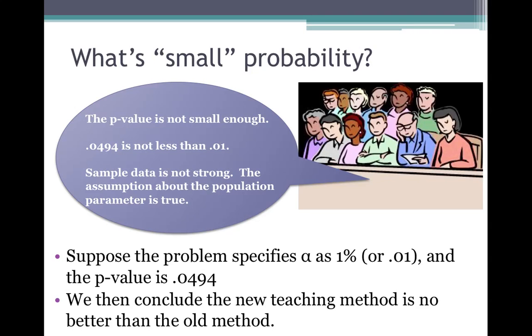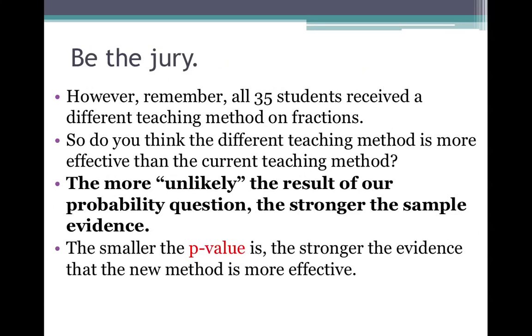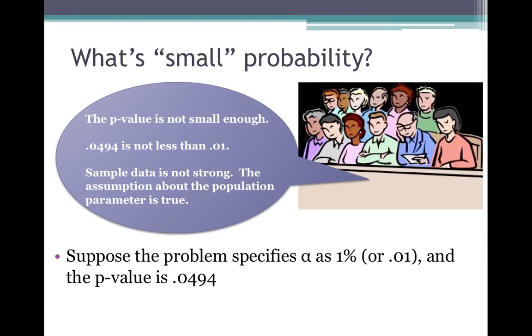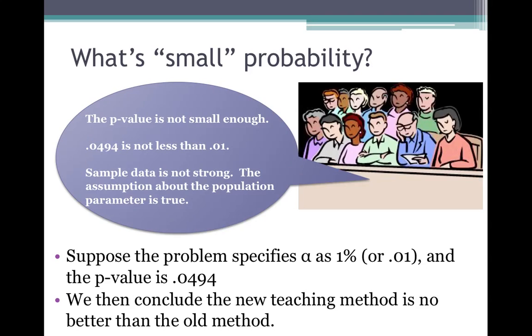So we're going to conclude that the new teaching method is no more effective than the old teaching method. The population parameter stated that the old existing teaching method gave us a population mean of 72.4. When we come to the conclusion that the p-value is too big, then we say that the new teaching method will produce results no better than the old teaching method.